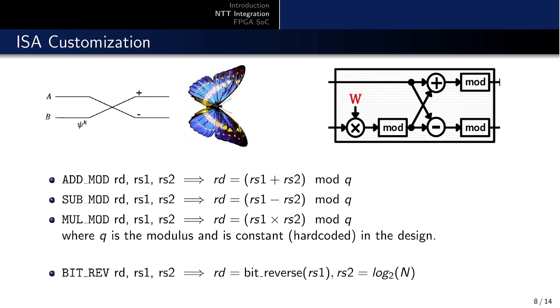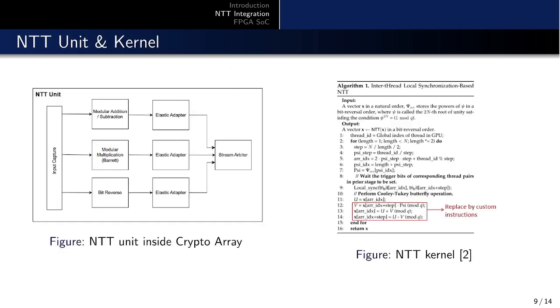hard-coded in the design since it's usually constant for a certain scheme. Finally, we also added a bit reverse since the output of the NTT operation is in bit-reverse order. Now let's see the NTT unit, which is placed inside the crypto array. We can see that it's composed of three main units: modular addition and subtraction, modular multiplication, which is done using Barrett reduction, and finally the bit reverse unit.